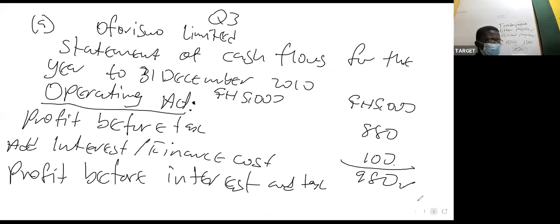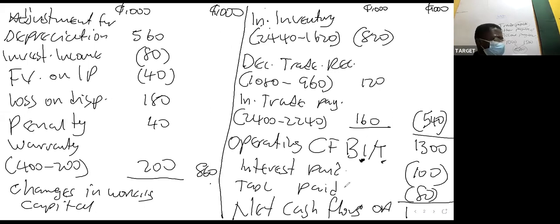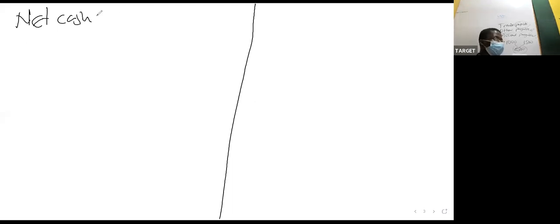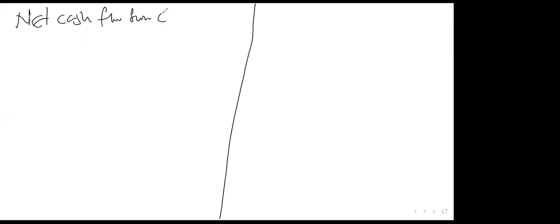Please let me go and write at the back here. I find it difficult to write on this side, so I'm going to write it here. In fact, we are done now. Once we are done with this side, so net cash flow from where? OA.